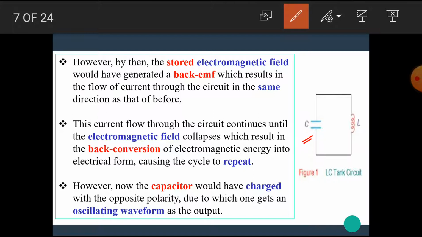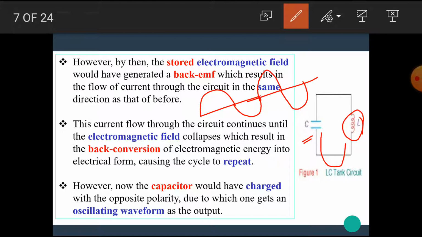First of all, when the capacitor is charged, it supplies the energy to the inductor. Then the back EMF generated across the inductor supplies the energy to the capacitor, and the capacitor charges again. Then again the capacitor discharges through the inductor. Then again back EMF charges the capacitor in this manner. But due to the resistance offered, the energy is continuously lost here. That means here we get this type of decaying waveform.